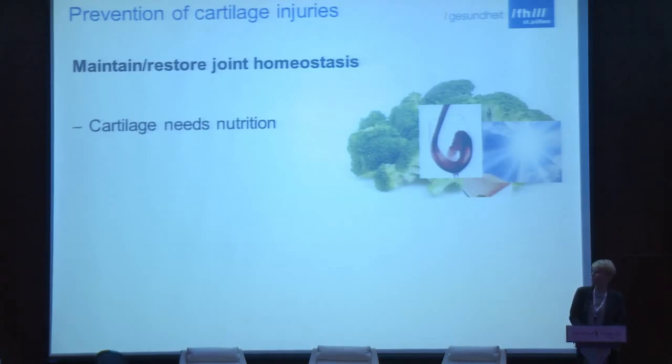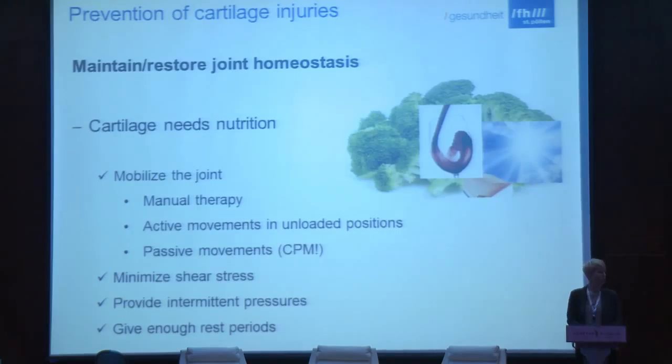The first thing to address, to maintain and restore joint homeostasis: we know that cartilage really needs nutrition so that it is able to work. What can we do? What kind of modalities do we have? First of all, it's very important to mobilize the joint. Remember when we saw the slide of non-physiological loading, immobilization is really not a choice for this patient. We could include modalities like manual therapy. You should perform active movements in unloaded position and also passive movements. There are a lot of studies showing that CPM has a high influence on the increase of proteoglycans. Aim to minimize shear stress over the joint, provide intermittent pressures, and very important, give enough rest periods between your exercise sessions.